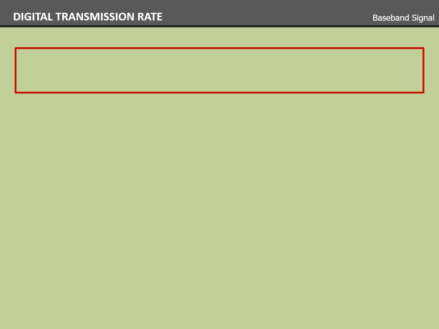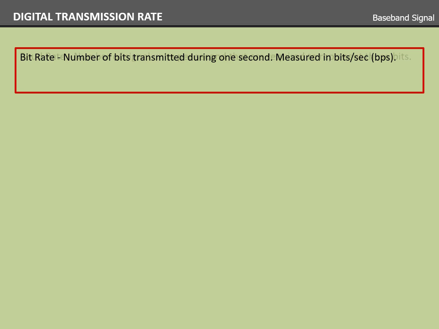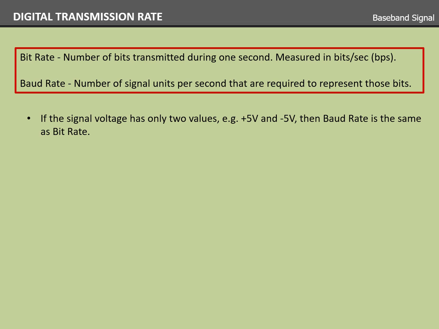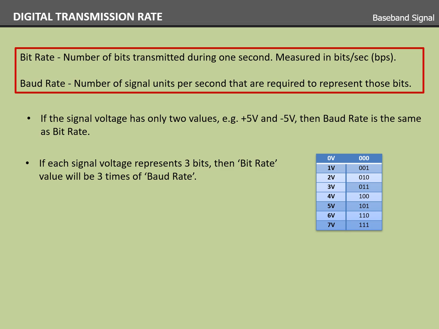Next, we talk about transmission rate. Bit rate refers to the number of bits transmitted in 1 second. Baud rate refers to the signal units transmitted in 1 second. If the signal voltage has only 2 values, the baud rate is equal to the bit rate. If each signal voltage represents 3 bits, as shown in the table, the bit rate will be 3 times the baud rate. The baud rate also determines the bandwidth required to send the signal.